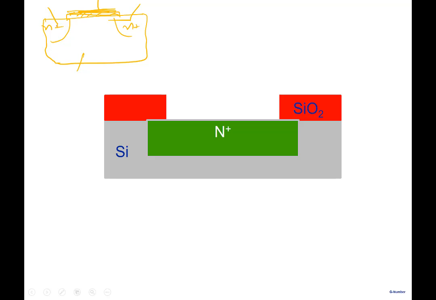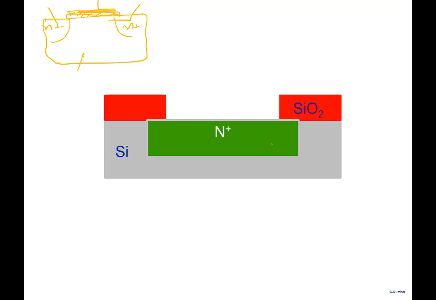A MOSFET requires an N plus region. I'm not going into the full fabrication of a MOSFET and circuits now; we'll come to that later on. It requires an N plus region here. To create a MOSFET, you have to make an N plus source and an N plus drain. So let's say, in the piece of silicon, you want to create an N plus region here. You will obviously create an N plus region only where you want the source, so it's not created everywhere. The N plus region would be there at selective places.